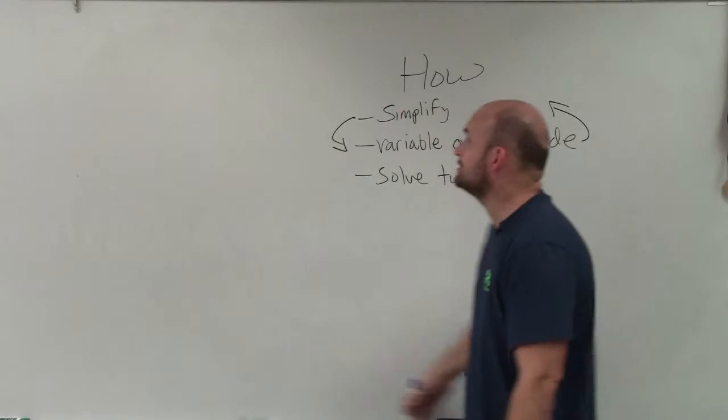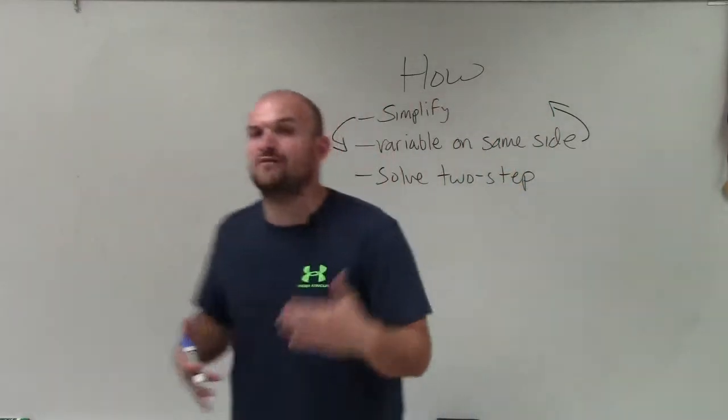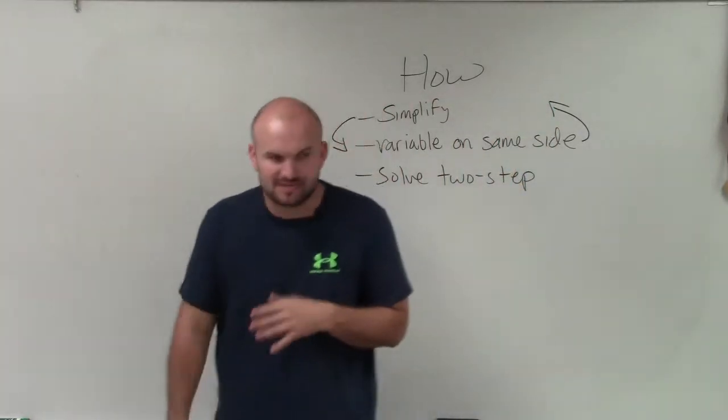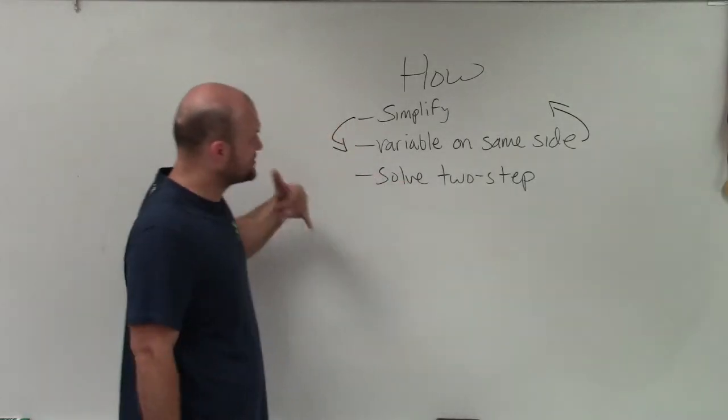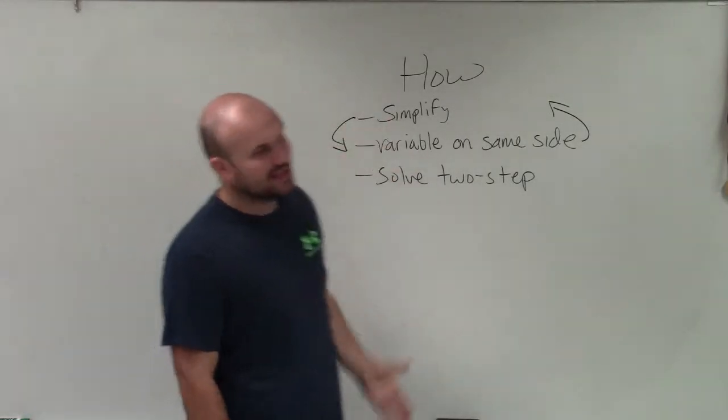Welcome, ladies and gentlemen. What I'd like to do is go through how you solve multi-step equations when you have a variable on both sides. And I wrote a little extra step here. I have simplify and variable on the same side.